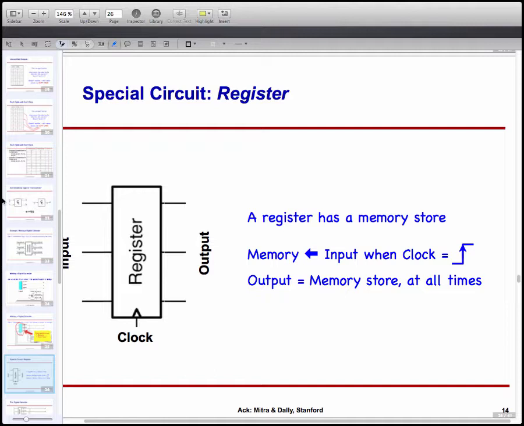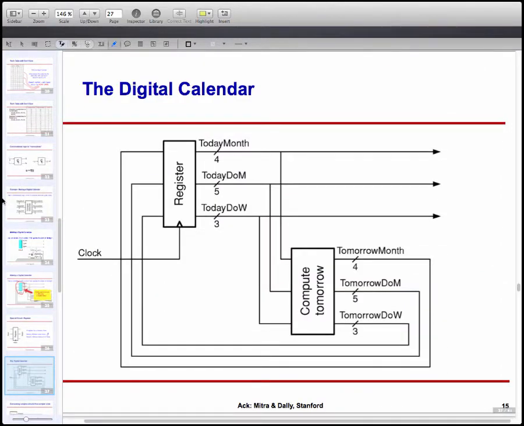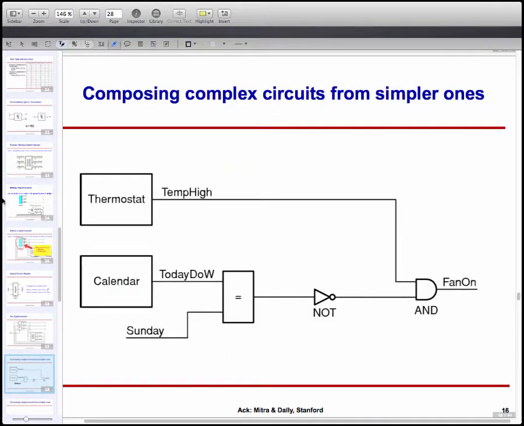If you think about it, the memories in our computers are exactly these. They're just a whole bunch of registers. When you look at DRAM or flash memory or disk, they're basically acting as a device that you can write to at certain points in time, but otherwise whenever you read them, they have whatever was last written into them. And last written into them was whenever the clock came. So this is a weird circuit, and our digital calendar has both. It has the combinational part and it has the sequential part.